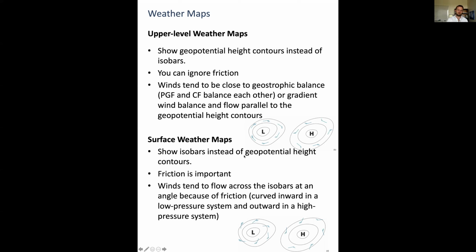At the surface, it's different. Surface weather maps show isobars instead of geopotential height contours, so lines of constant air pressure. Friction is important, which means that the winds tend to flow across isobars because of friction. And they are curved such that they move inward in a low pressure system and outward in a high pressure system. This is really important to understand what happens between a low pressure system and a high pressure system. I'll come back to this in a bit.